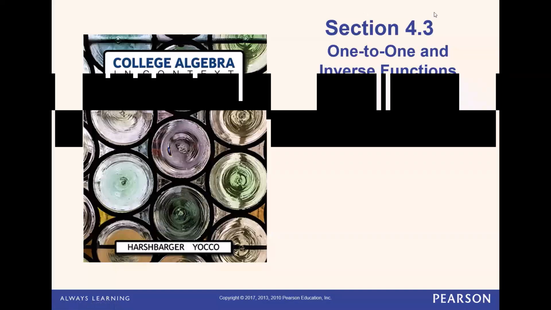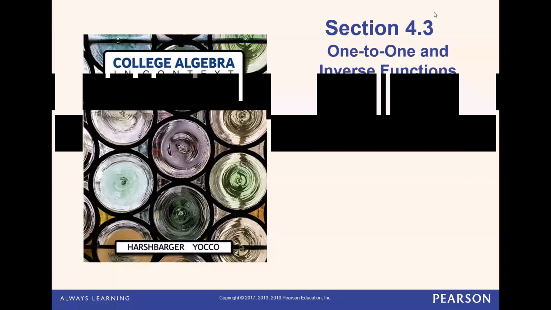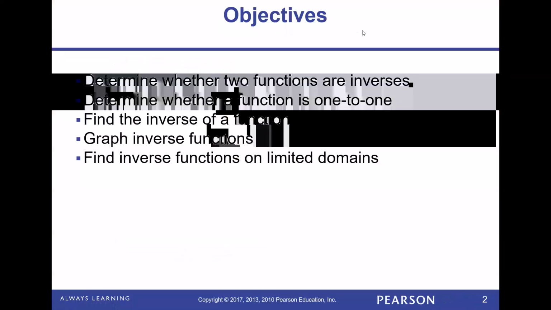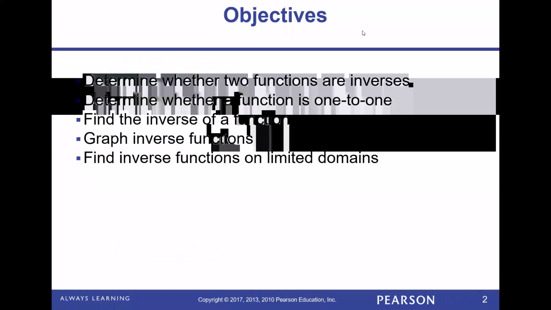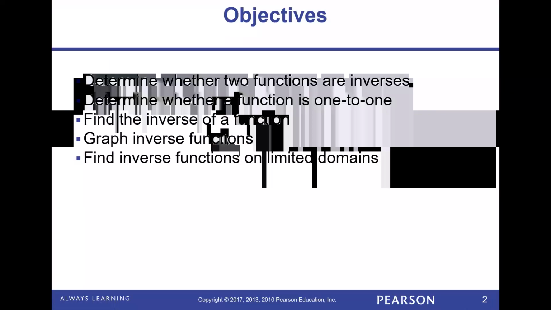So let's talk about section 4.3, one-to-one and inverse functions. In this section, we're going to determine whether two functions can be inverses of each other. We're also going to determine whether a function is one-to-one. We're going to find inverses of functions, graph them, and talk about their limits on their domains. So let's start with what we mean by inverse functions.